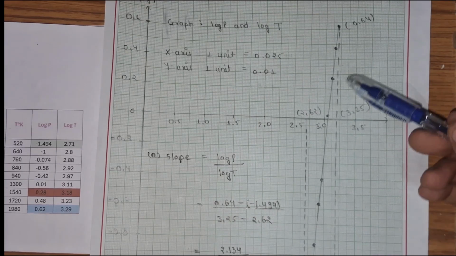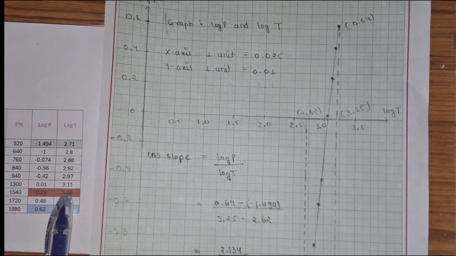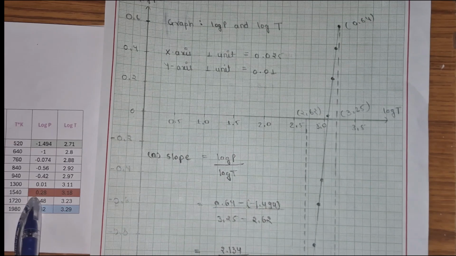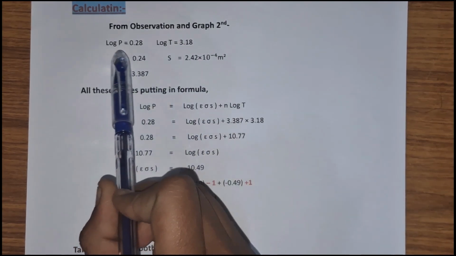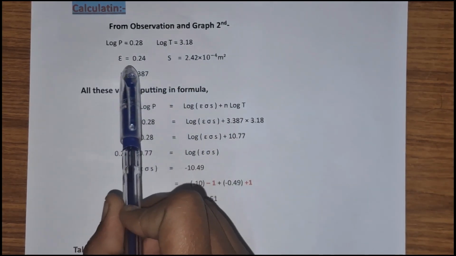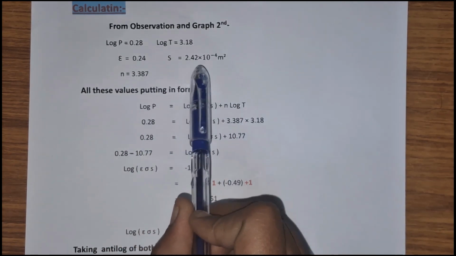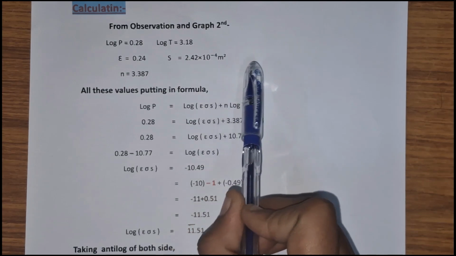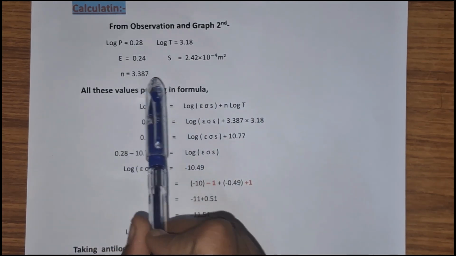We find the value of log P and log T with the help of the graph, where the graph intersects the x-axis. That point gives log T as 3.18, and the value of log P is 0.28. Epsilon is equal to 0.24 and S is equal to 2.42 into 10 to the power minus 4 meter square. The value of the slope, that is N, is equal to 3.387.